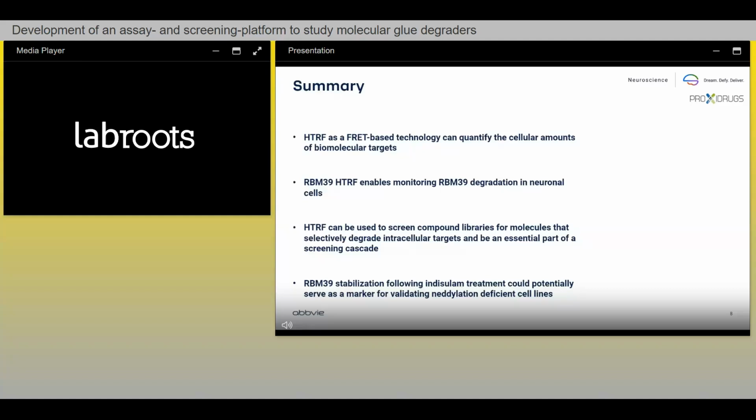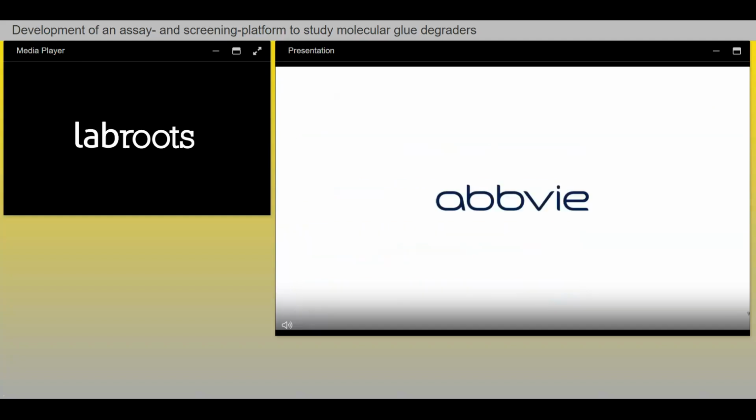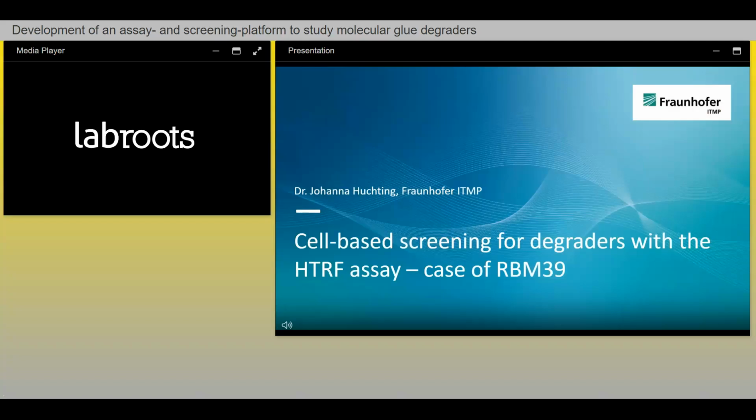Thank you, Melanie. So as you can already see, this is quite an integrative project where we all work hand in hand to really understand the technology, adapt it for our purposes, and really enhance our best use of the technology. And I will now continue showing how we now used the RBM39 HGRF in screening.